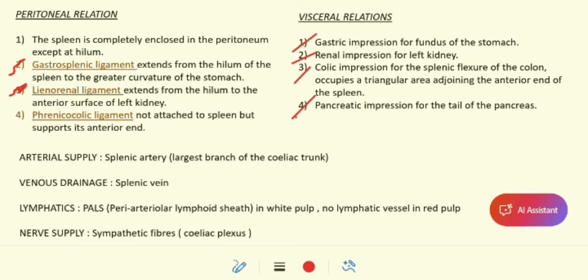The word suggests renal related to kidney. The word suggests gastrosplenic related to stomach. Even if you don't remember greater curvature of the stomach, at least remember stomach. That it is going to go from the hilum to the stomach. Remember that again, lieno-renal ligament is going to go from the hilum to the left kidney. At least remember this much, even if you don't remember anterior surface. So phrenico-colic ligament is not attached to the spleen, but it supports the anterior end.